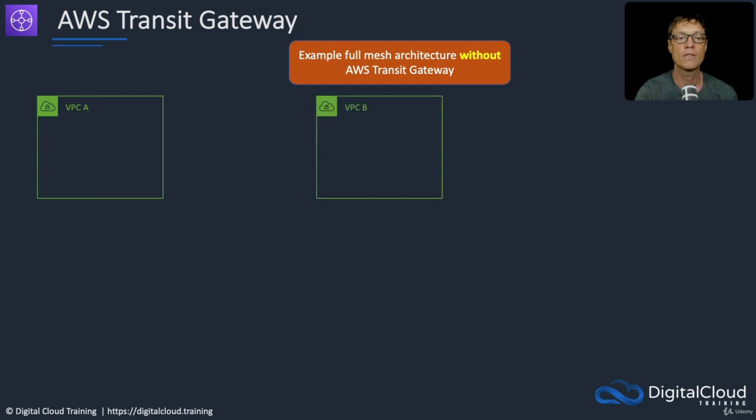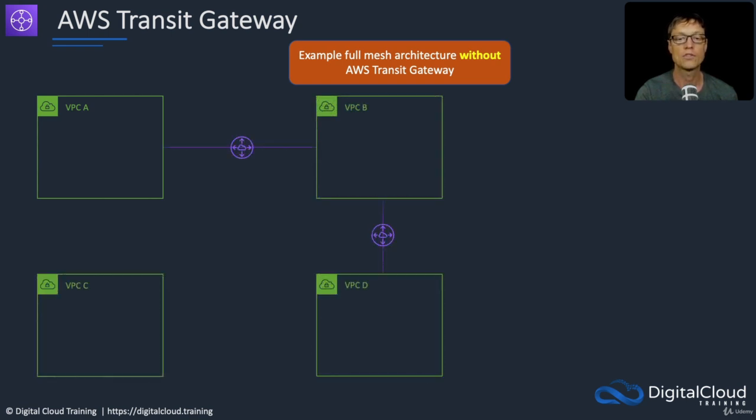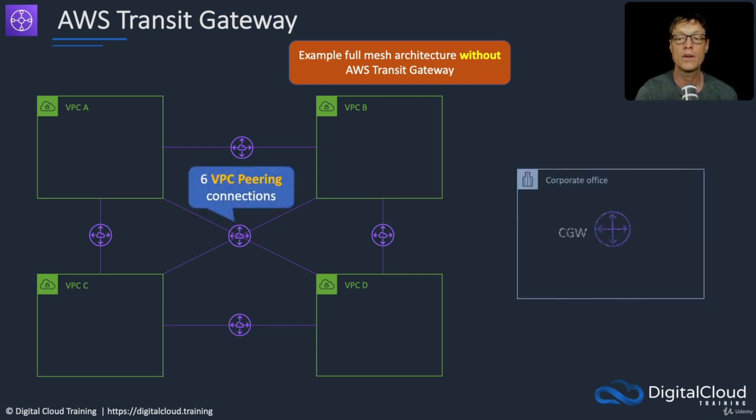So let's say we have VPC A, B, C, and D again, and we've established our VPC peering links. And as you know, there's going to be quite a few peering links here. We've got 6 peering links that we've got to set up just for 4 VPCs. And as you increase the number of VPCs, it gets very complex. So here we have 6 VPC peering connections.